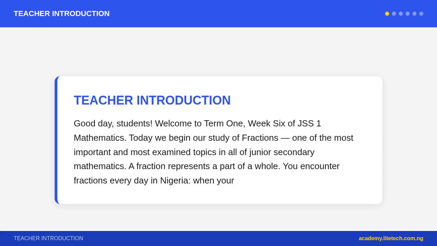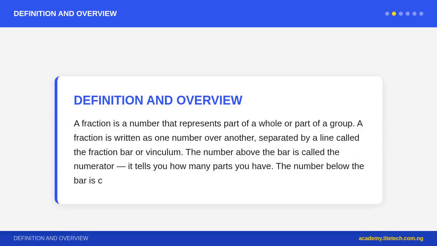For example, if a pineapple is cut into 4 equal pieces and you take 3 pieces, you have 3/4 of the pineapple. 3 is the numerator, 3 pieces taken. 4 is the denominator, 4 equal pieces in all. An important rule: the denominator of a fraction can never be 0. Dividing by 0 is undefined in mathematics.